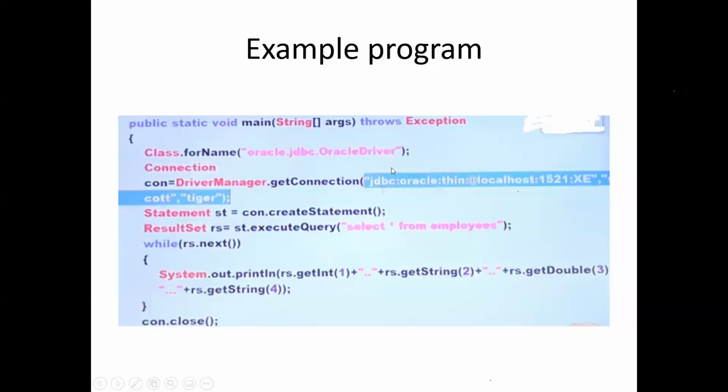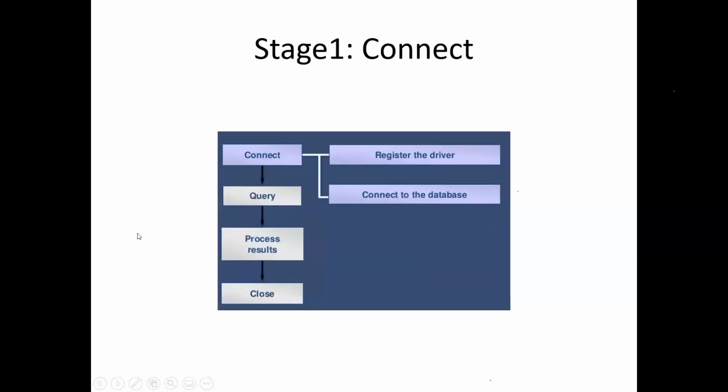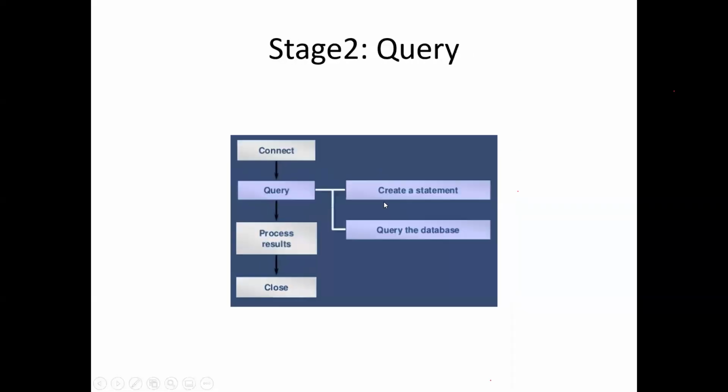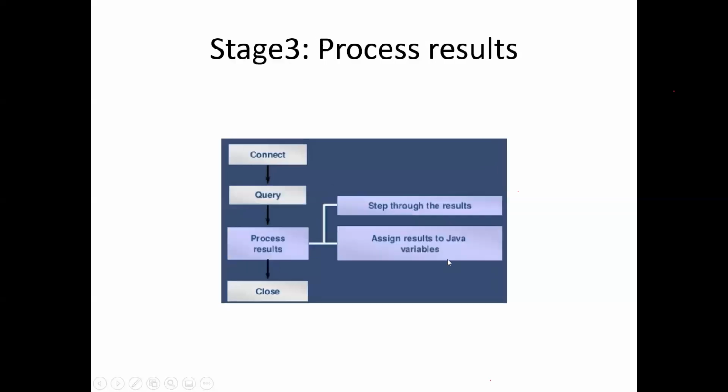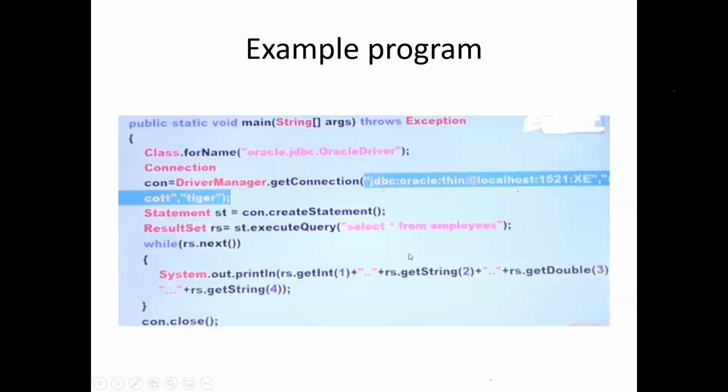Our aim is to communicate from the Java application to the database. The first three lines are common. Now the fourth point. What is the fourth point here? In the connection we have 2 points, and in the query another 2 points. Already we have created a statement. Now our aim is to query the database. Here our aim is to retrieve some employees information. That's why I have considered select star from employees.